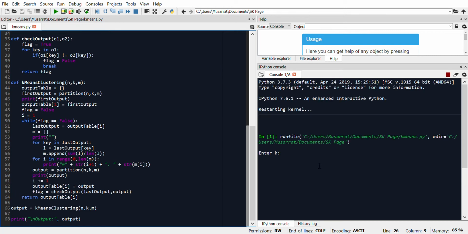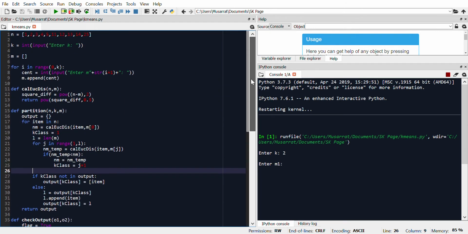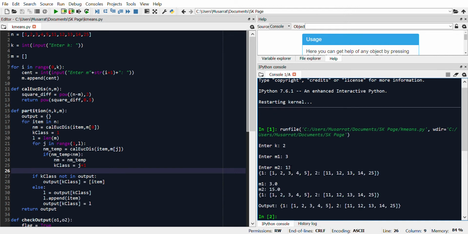So I run the code. It's asking to enter the value of k, which is the number of clusters. So I will take 2. And the first cluster is, let's take from the data. So the first one is 3 and the second one is 13. That's it. Okay.